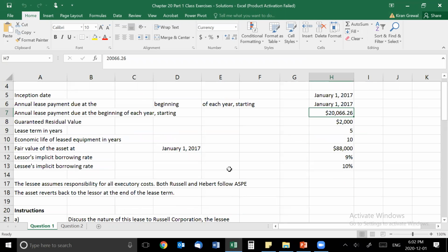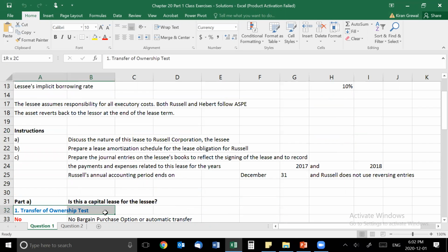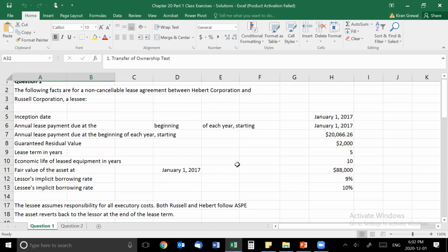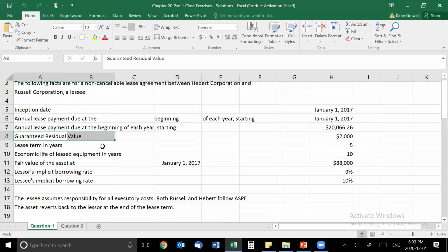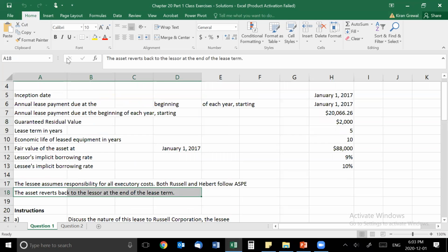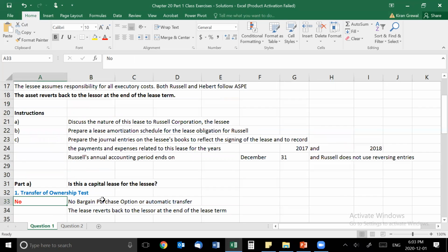So we'll go through each of the tests, right? Each of the criteria. Okay, so first one, is there a transfer of ownership test? Okay, so is the lessee going to own the asset at the end of the lease term? Well, because there's a guaranteed residual value, that usually means that it's going to go back to the lessor, and it just tells us right here. It says the asset reverts back to the lessor at the end of the lease term. So no, there is not a transfer of ownership because we don't have a bargain purchase or automatic transfer.